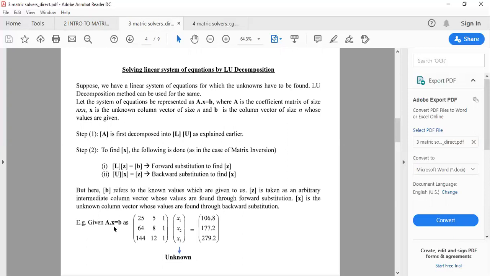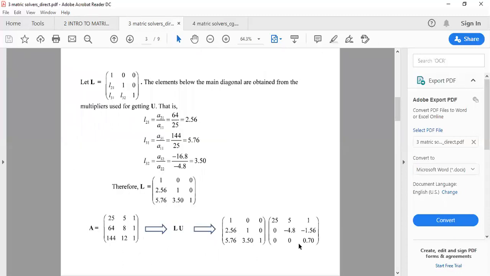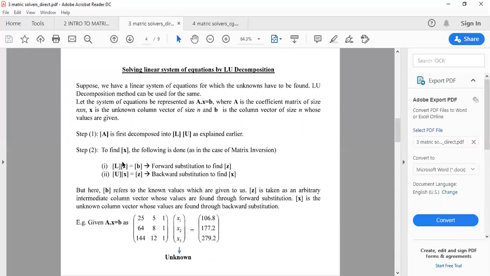Say A is decomposed into L and U. So AX is equal to B has now become LUX is equal to B. Assume that UX is Z, and first calculate Z from LZ is equal to B. It is a lower diagonal matrix, and it will look like this. During the forward sweep, you will get Z. The Z value you will get during forward substitution.